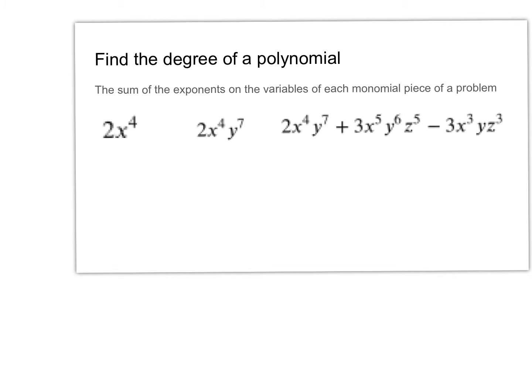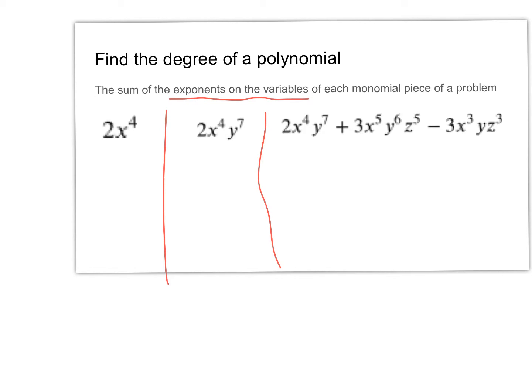All right, so the next thing we're going to talk about is finding the degree of the polynomial. Now, very important: it's the sum of the exponents of the variables. So if there's an exponent on the regular numbers, that doesn't count as part of your summation or your degree here. Okay, so let's take a look at something like this.